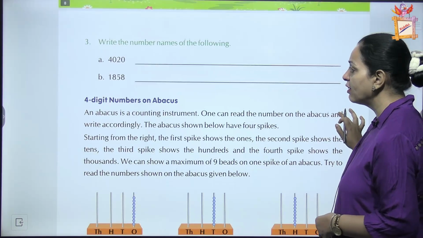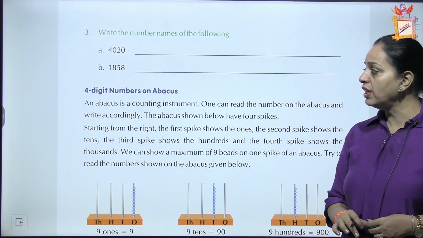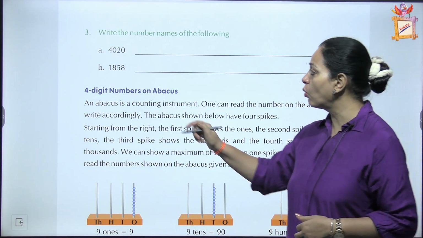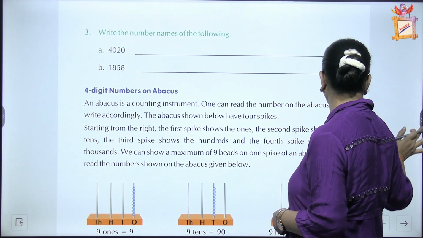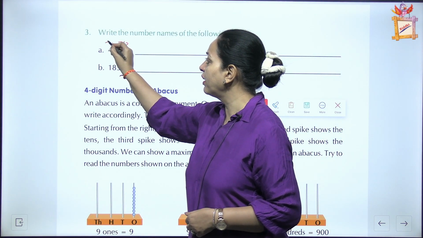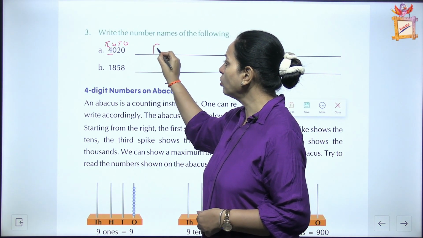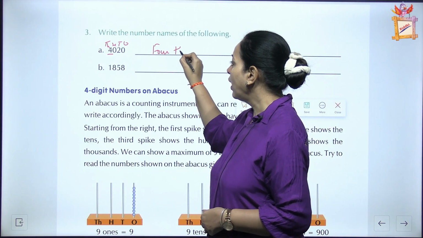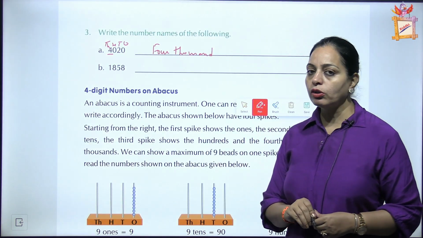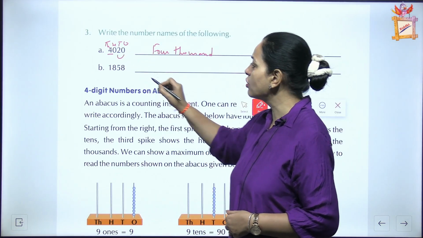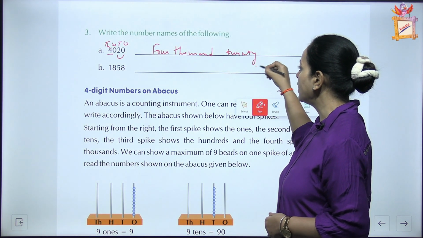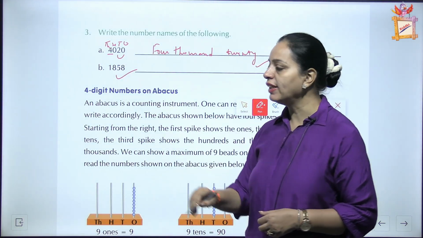The next is the third question. Write the number names of these numbers, like A part, 4020. So ones, tens, hundreds, thousands. So 4000, hundreds is 0, so we can't take hundreds. 4000 and this is 20. 4020. Similarly, you can try this one.